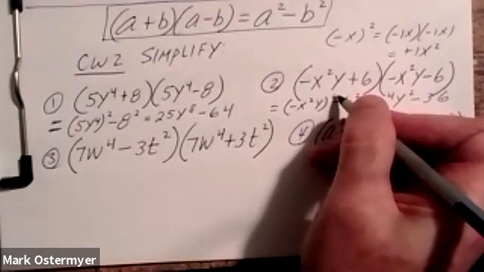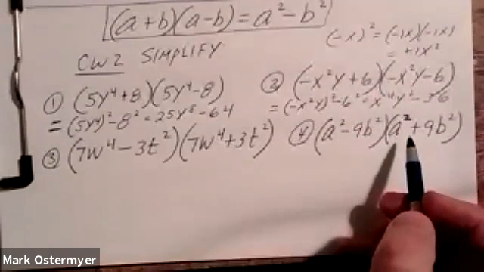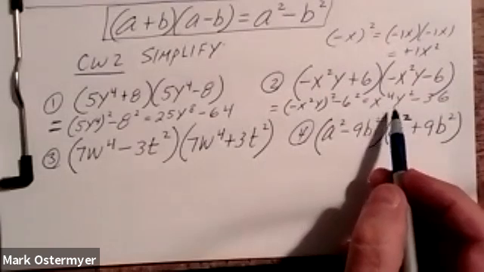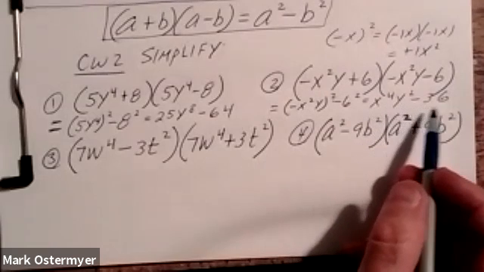So that will be a positive. All right. So that would be your answer to the second one, x to the 4th y squared minus 36.